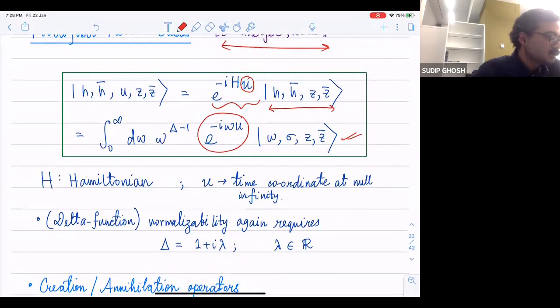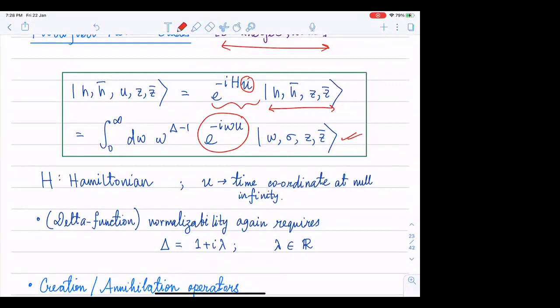I have a naive question. Why is it obvious that the e to the minus iHu commutes with the Mellin transformation, so that you can bring it inside the Mellin transformation?